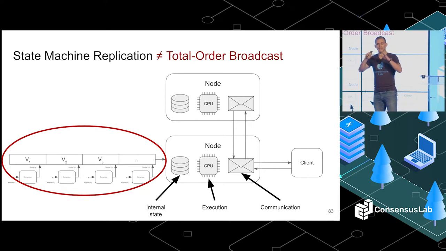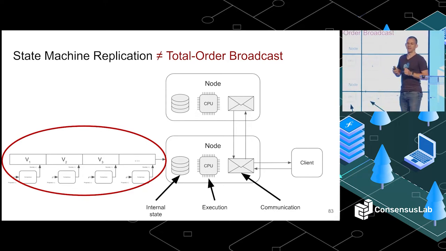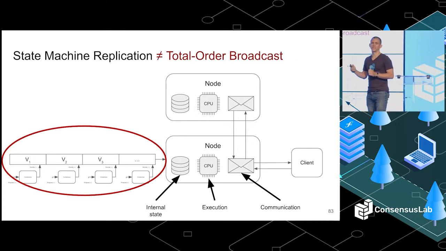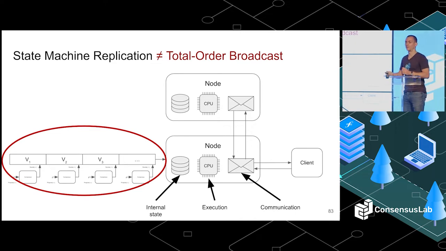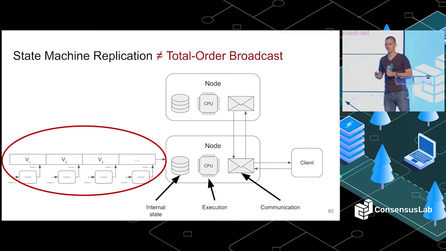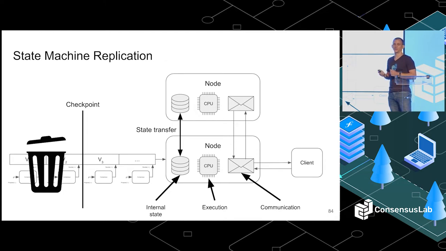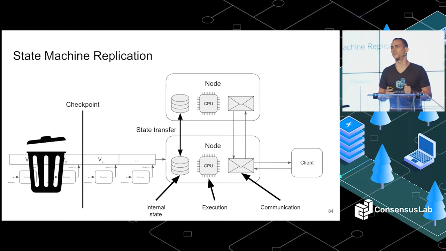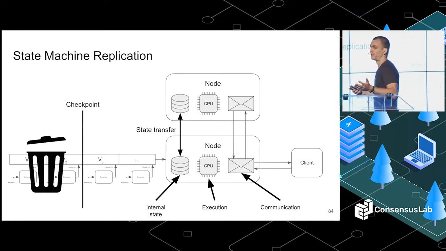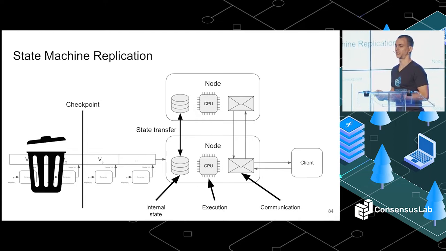So we take the total order broadcast and use it to implement what we call state machine replication, which is, again, not the same thing. We feed a sequence of values into a node that has some state and can perform execution of transactions, can apply these transactions to the state, and can communicate with other nodes that replicate the same state machine. There might be some clients that talk to it, and so on. We also need to care about garbage collecting some old state and transferring state to somebody who might have fallen behind, and so on. And I didn't even start talking about the problem of, for example, disseminating transaction payloads to the nodes that need to execute them.